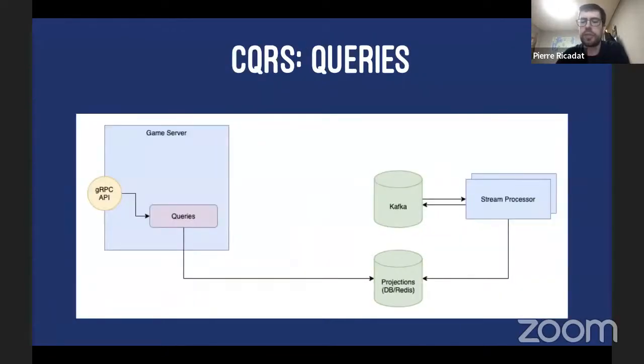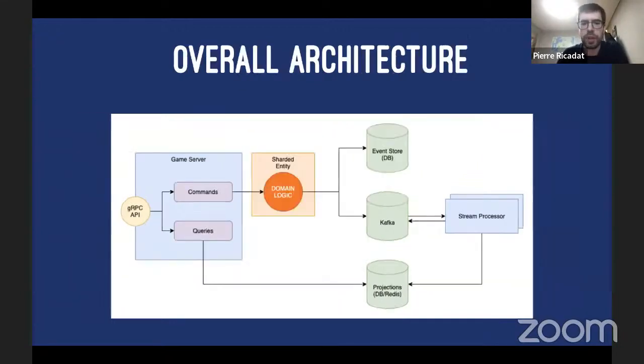Then we have stream processors that consume this data from Kafka and create projections. Projections are an easy way to access the data. We use those projections when we get queries from the client. When it's a read-only query, we just quickly access it from a projection. So basically, this is what our architecture looks like.